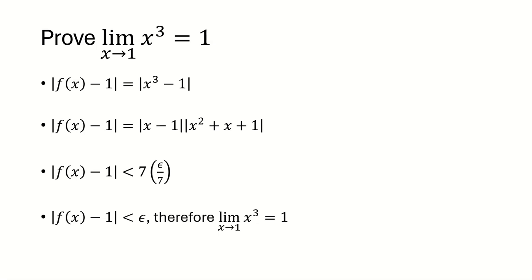So you have 7 times epsilon over 7, which gives us that the absolute value of f of x minus 1 is less than epsilon. Therefore, the limit as x approaches 1 of x cubed is equal to 1.